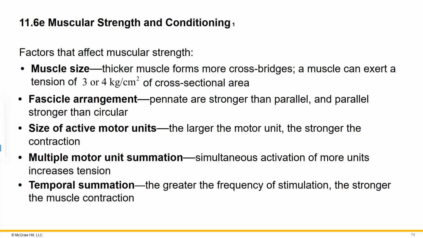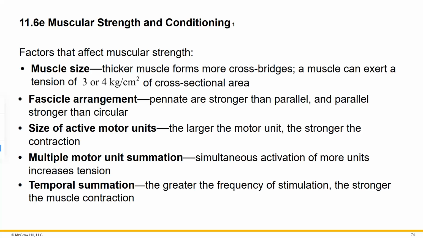Factors that affect muscle strength. Muscle size: the thicker muscle forms more cross bridges. A muscle can exert a tension of 3 or 4 kilograms per centimeter squared of cross-sectional area. Fascicle arrangement: pennate are stronger than parallel, and parallel stronger than circular. Size of active motor units: the larger the motor unit, the stronger the contraction.